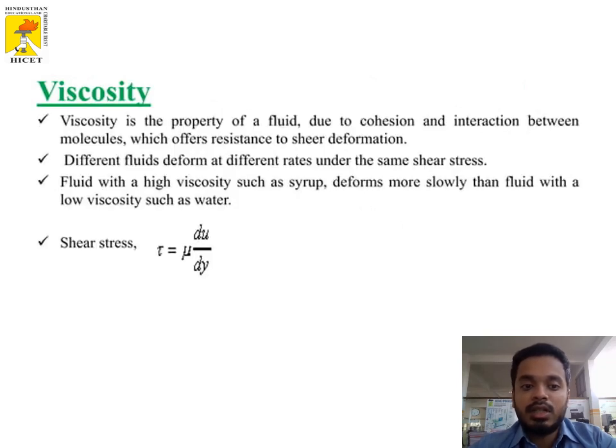Next is viscosity. Viscosity is the property of a fluid due to cohesion and interaction between molecules which offers resistance to shear deformation. Different fluids deform at different rates under the same shear stress. Fluid with a high viscosity such as syrup deforms more slowly than fluids with a low viscosity such as water. So shear stress is represented by the symbol tau equal to mu into du by dy.